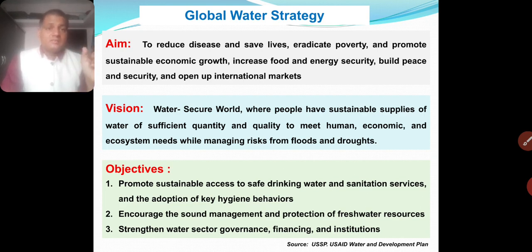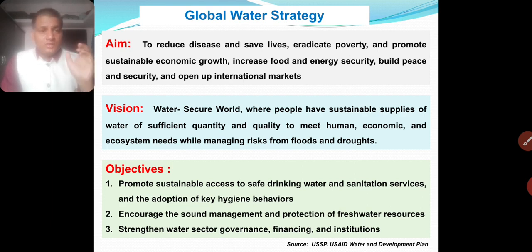Secondly, encourage the sound management and protection of freshwater resources. Whatever resources you have, you have to protect them and encourage sound management. How you will manage means how you will increase the capacity, and how you will protect against contamination; that you have to focus on. And third is to strengthen water quality, water sector governance, financing and institutions. That means you have to strengthen the water sector governance.